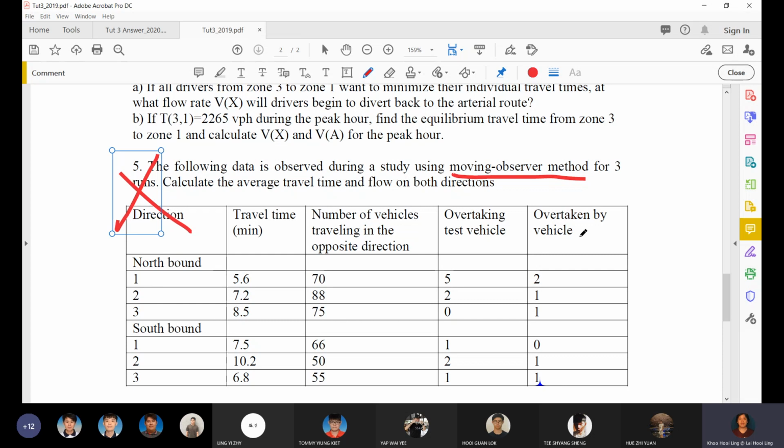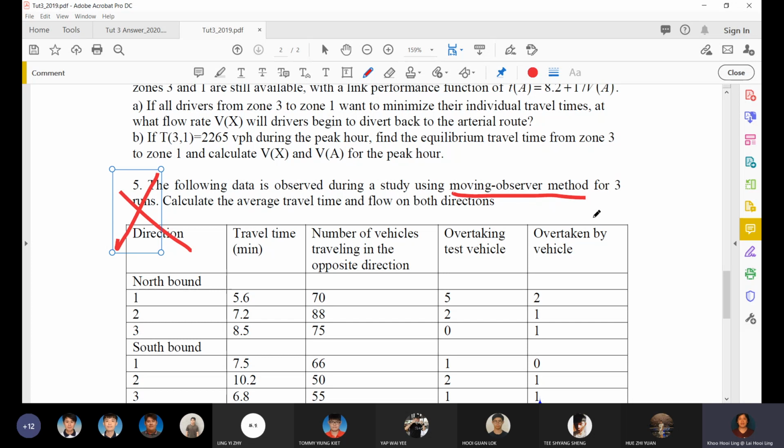Moving observer means that you go inside a car and drive on the road, and then you count the number of vehicles in front of you, and also the number of vehicles passing by you in the same direction and the opposite direction. So it's a bit complicated in that sense, and now we don't use this method anymore. So we just leave it for question 5.